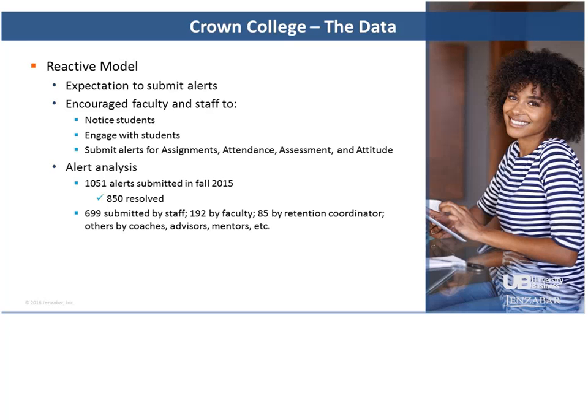Of those 1,000 alerts, about 700 of them were submitted by staff. So that includes me as a retention coordinator. I kind of fall between faculty and staff in some roles, but coaches, mentors, our student development staff, our billing office, our chaplain's office, those 700. And then we had almost 200 of them submitted by our faculty. So that means 200 issues with students that maybe wouldn't have ever been told before that somebody was able to intervene on behalf of the student.